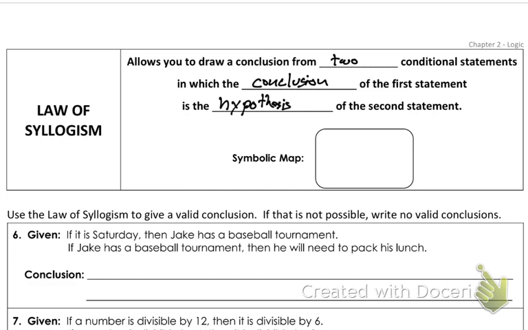So the symbolic map of that is we start with our conditional statement, if P then Q. Then we're given another statement that starts with Q. If Q then, because we have a separate statement, we can't use P again, so we will use R. So we have a statement, if P then Q, and then the other one starts with our conclusion and goes to another conclusion. Then we know, well, if P then R. We can put those sentences together and get rid of the middleman.